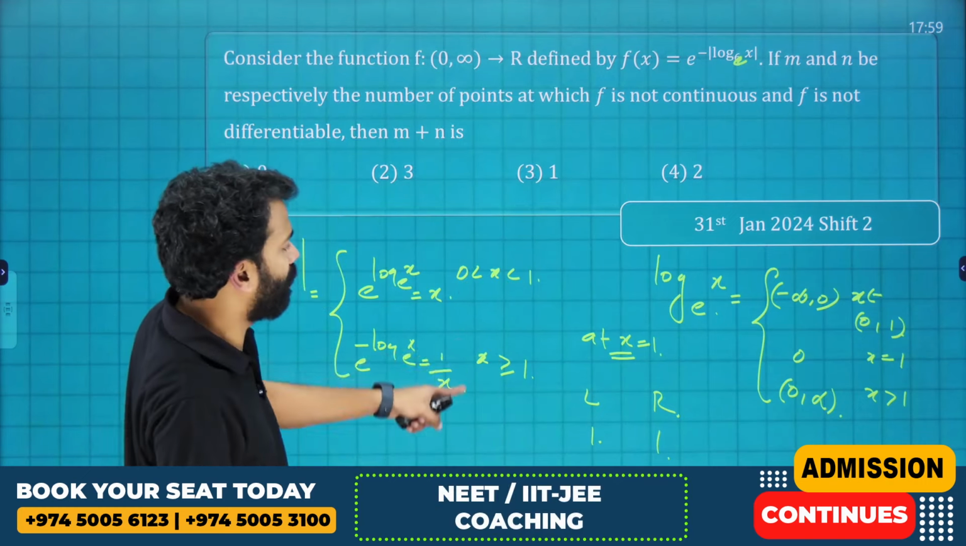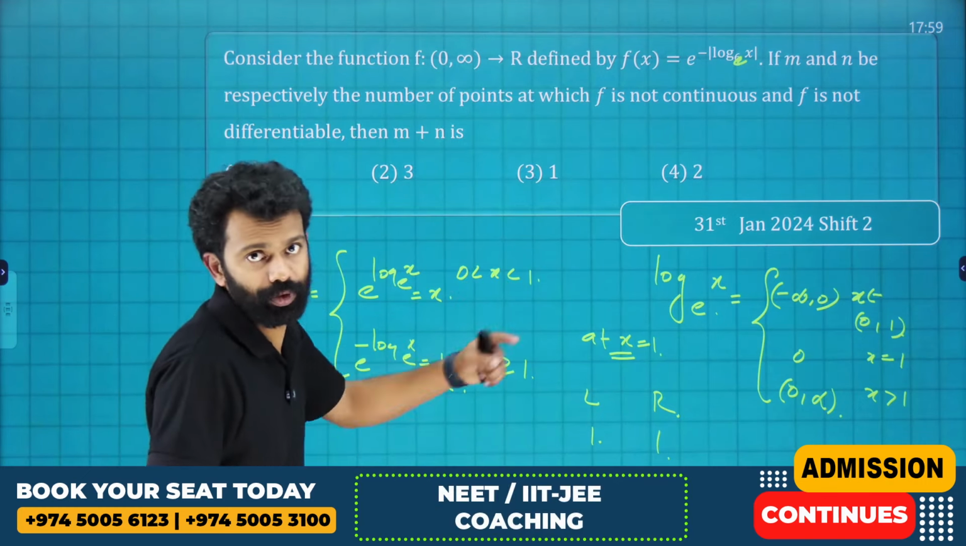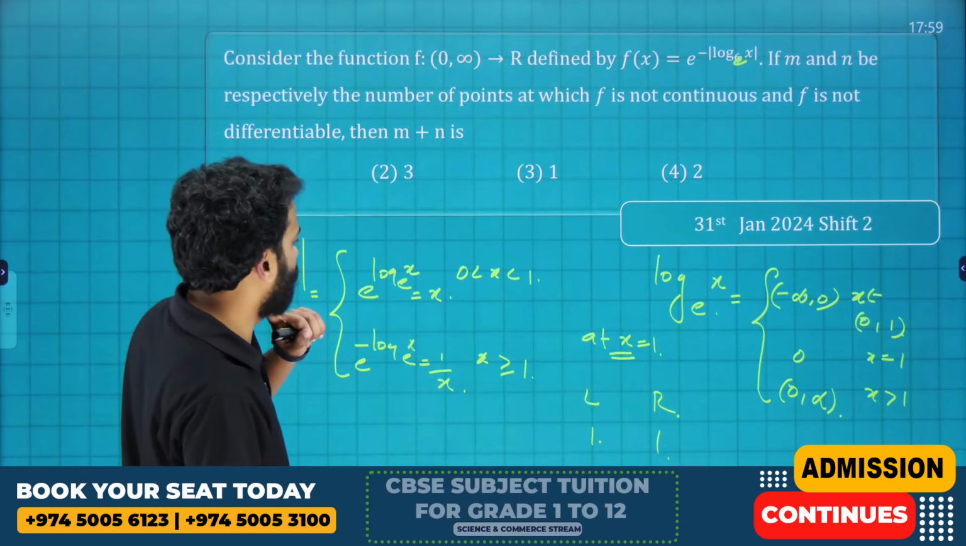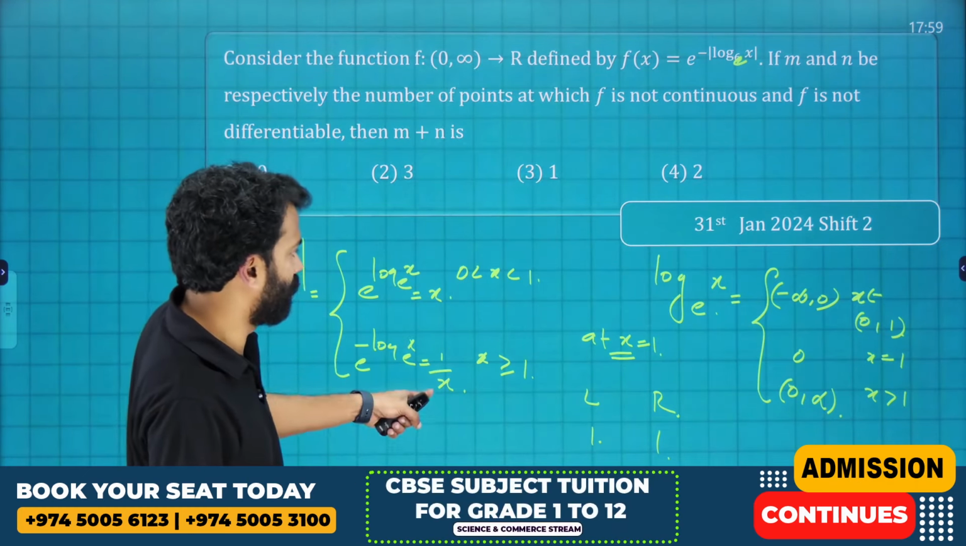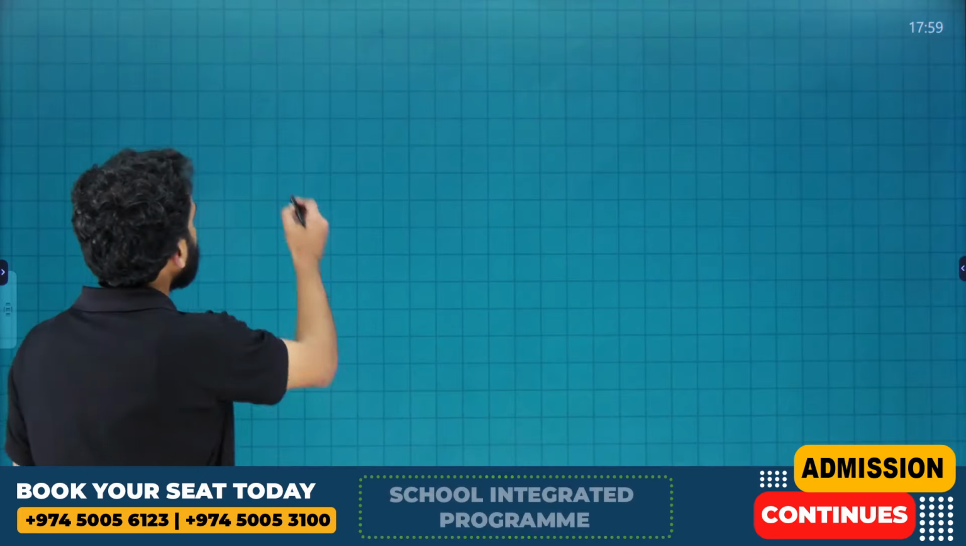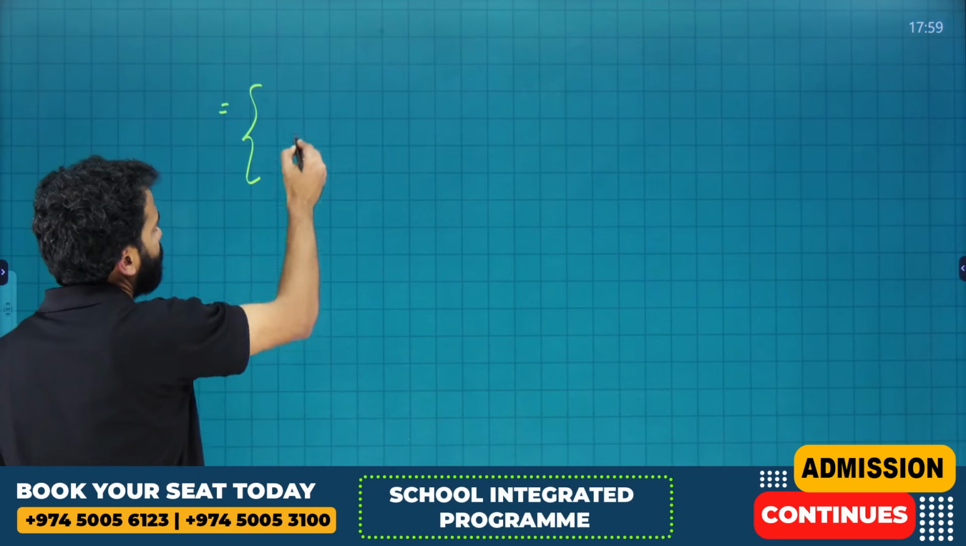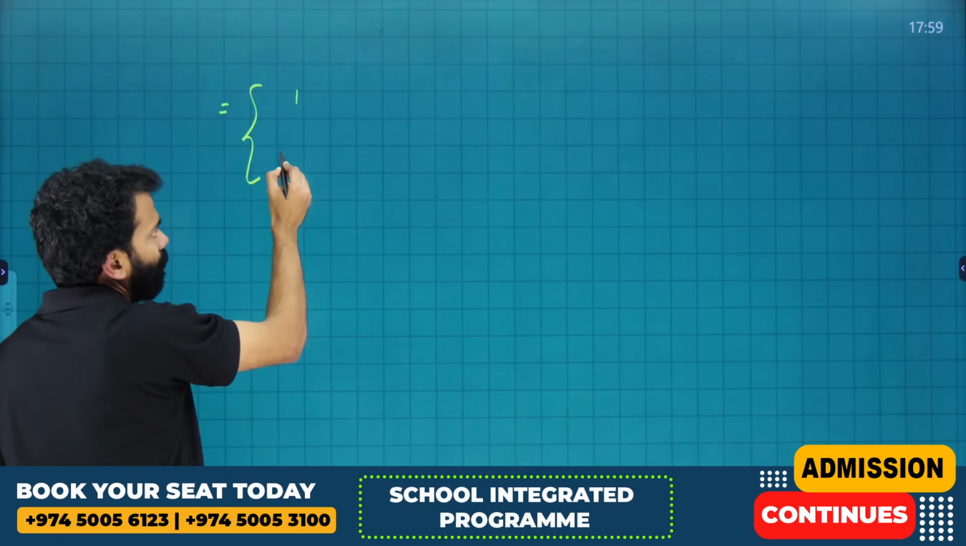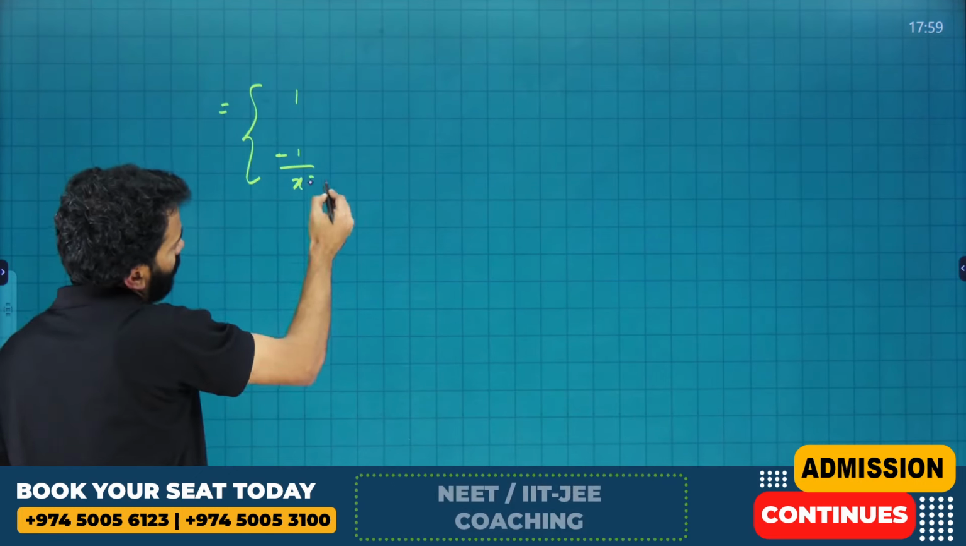Therefore, at 1 the function is continuous, and we need to verify whether at 1 the function is differentiable or not. For that, let's differentiate x and 1 by x. What will you get? If you differentiate x you will get 1, and if you differentiate 1 by x you will get minus 1 by x square.